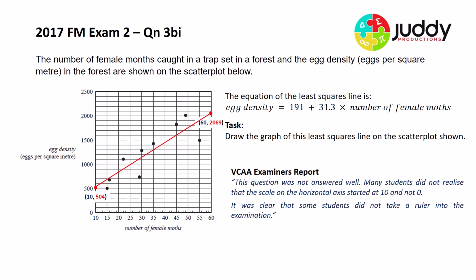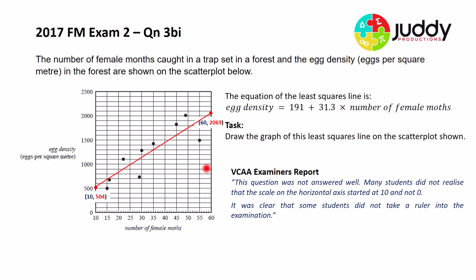Now the VCAA examiner's report. They state this question was not well answered. Many students did not realise that the scale on the horizontal axis started at 10 and not 0. Now what they mean by that is a lot of students will look at the equation and go, oh, there's the y-intercept, 191, and think they're meant to make a mark on the axis here for 191. Now that would be true if the x value was 0. But this graph is not showing an x value of 0, it's an x value of 10, so we can't simply use the y-intercept from the equation.